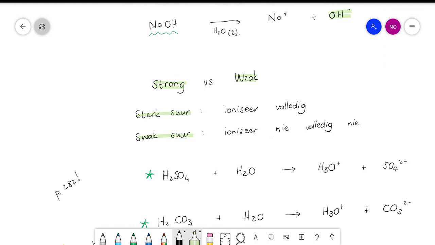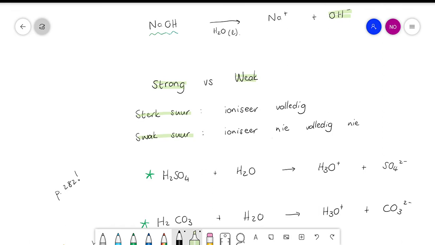So sê nou maar ons weet byvoorbeeld salpetersuur is 'n sterk suur. It's a strong acid, meaning that it follows these characteristics that we're going to talk about now. Selfs al het jy baie water by 'n klein bietjie salpetersuur gegooi en 'n baie verdun, so dit is nie meer baie gekonsentreerd nie, it still remains a strong acid.